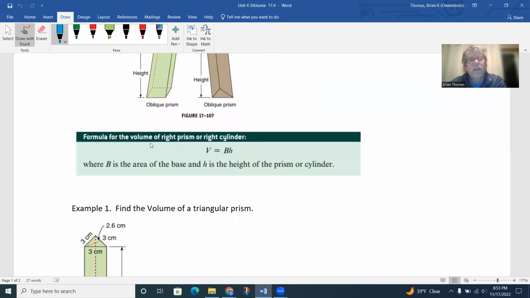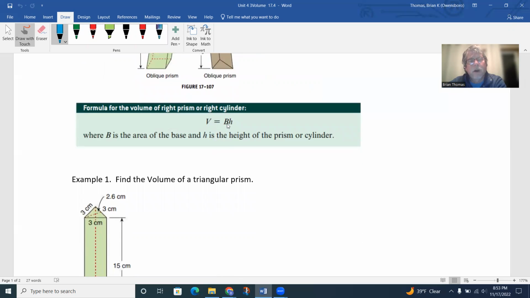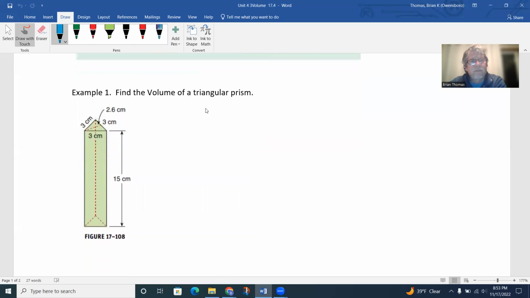So the formula to find the volume of a right prism is basically the area of the bottom times the height. Again, B is going to be the area of the base, or the bottom shape, and you're going to multiply it by the height of the prism or cylinder. So if I want to find the volume of this triangular prism, what I have to do is find the area of the bottom, or the area of the top for that matter, because the thing about a right prism is the top and the bottom are the same shape.